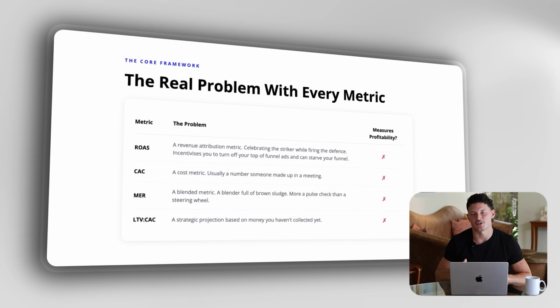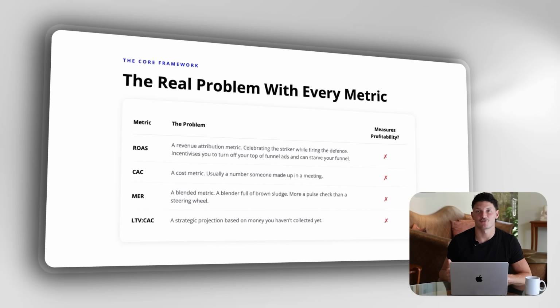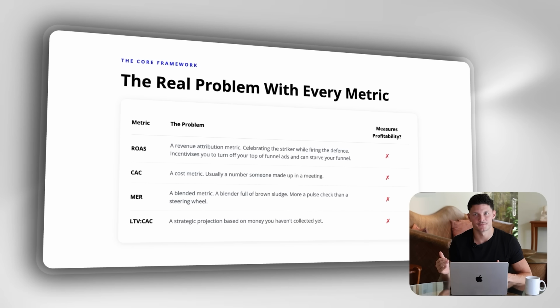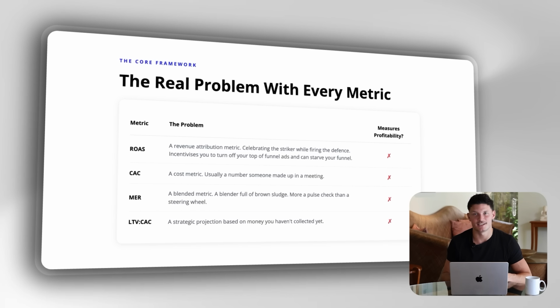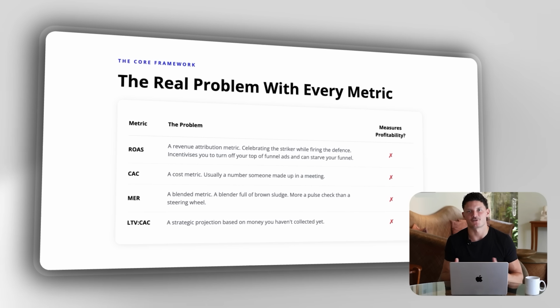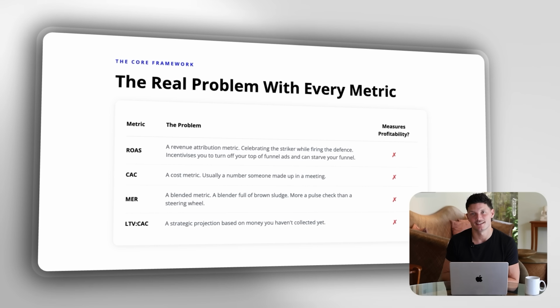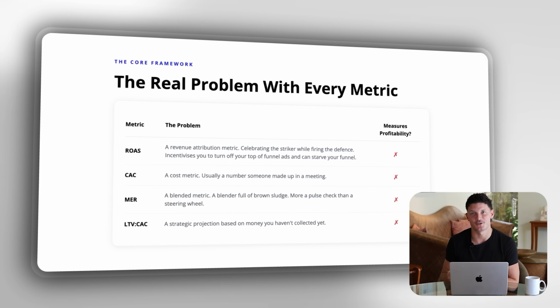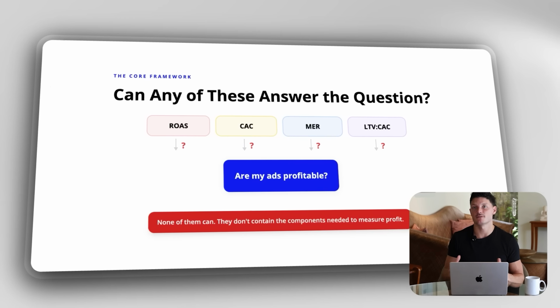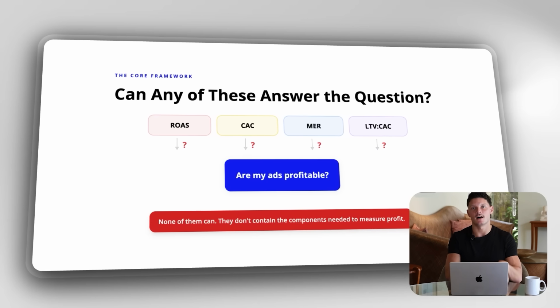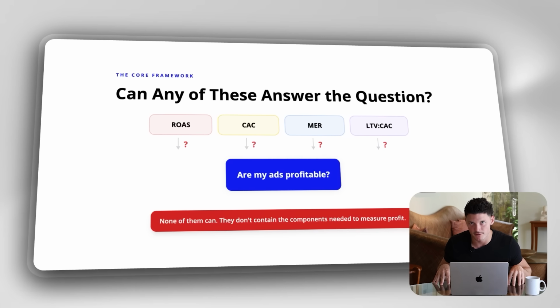ROAS, that is a revenue attribution metric. That's celebrating the strikers while firing the defense. CAC is a cost metric and is usually a made up number. MER is a blended metric, but you don't want to be using that as a steering wheel. LTV to CAC ratio is a strategic projection on cash you haven't collected yet. None of them measure profit. None of them can answer, are our ads profitable?